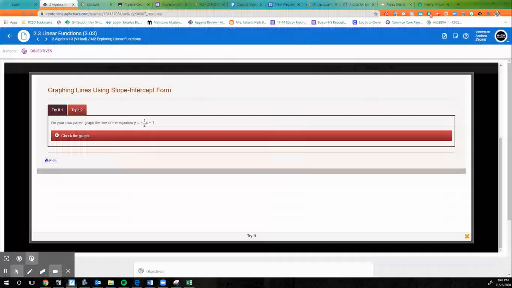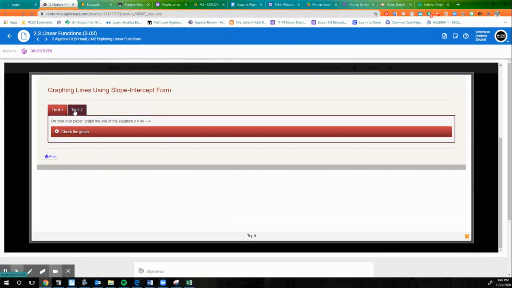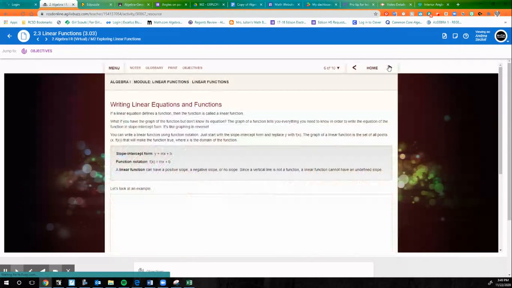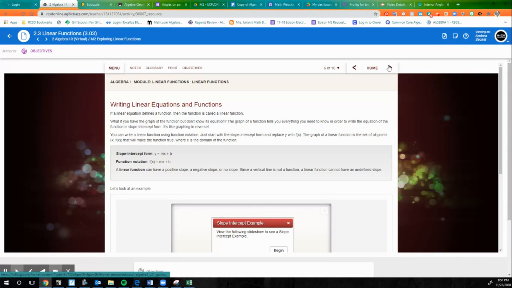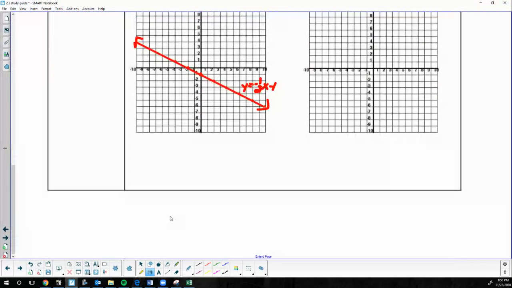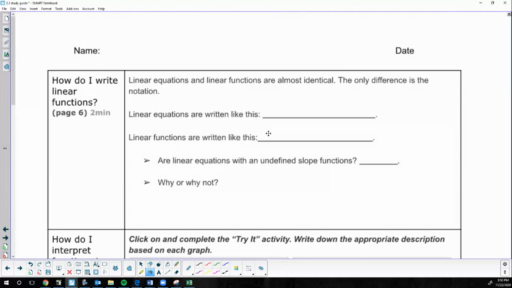Okay, moving back. All right, so there's a place to try 1 and 2. Next slide. Slide 6 talks about writing linear equations and functions. What it's focusing on is that linear equations are written like this: y equals mx plus b. If they call it a linear function, very little difference. That's where the function notation comes in, f of x instead of the y. And that's pretty much it.